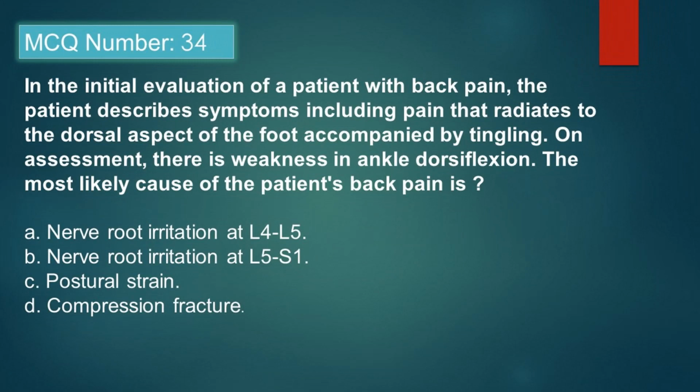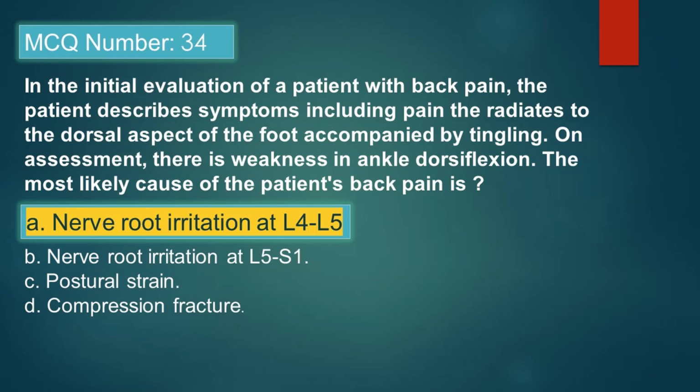In the initial evaluation of a patient with back pain, the patient describes symptoms including pain that radiates to the dorsal aspect of the foot, accompanied by tingling. On assessment, there is weakness in ankle dorsiflexion. So which is the most likely cause of the patient's back pain? Option A, nerve root irritation at the lumbar level L4 to L5. Option B, nerve root irritation at L5 to S1. Option C, postural strain. And option D, compression fracture. And the correct answer is option A, nerve root irritation at the lumbar level L4 to L5.